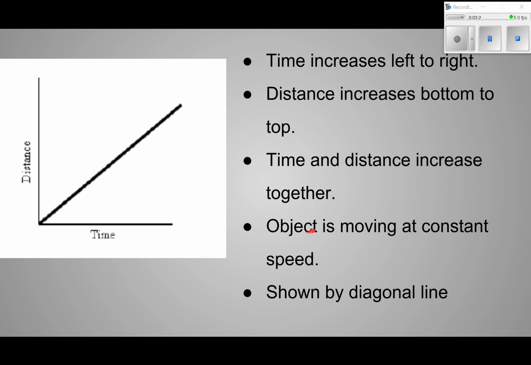This means that the object is moving at a constant speed. So if you see a diagonal line, that would be like your bus driving to school and it only goes 40 miles an hour the whole way. Don't go 41, don't go 39, you only go 40 miles an hour. That is what that diagonal line would mean.